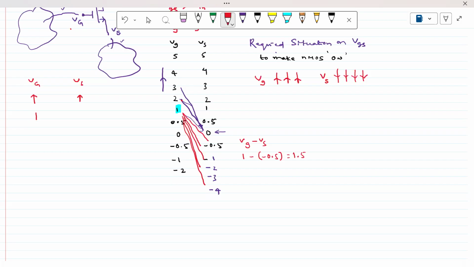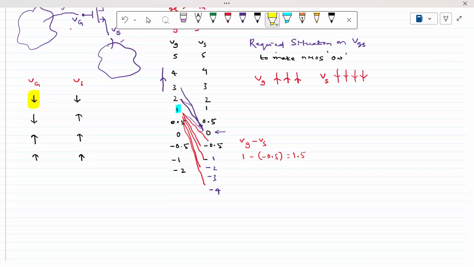Either VG increases, I can say I'll go from lower to higher. Something like this. Look at this one. Both can decrease, one possibility. This can decrease and this can increase. This can increase and this can also increase. Therefore, which condition makes the transistor on and off?